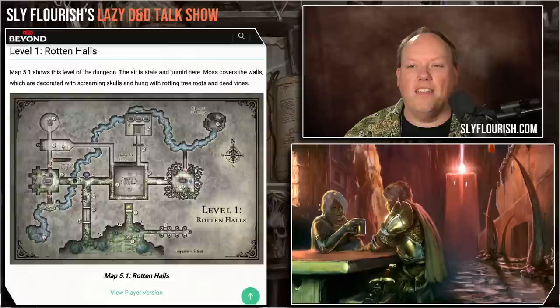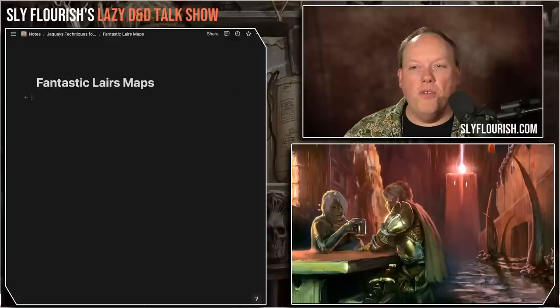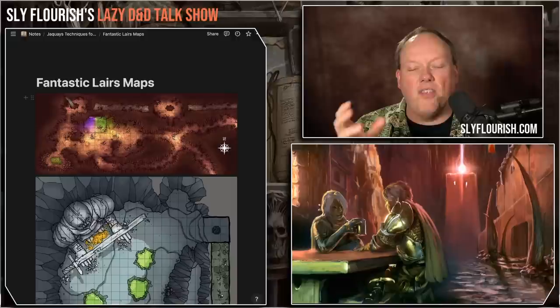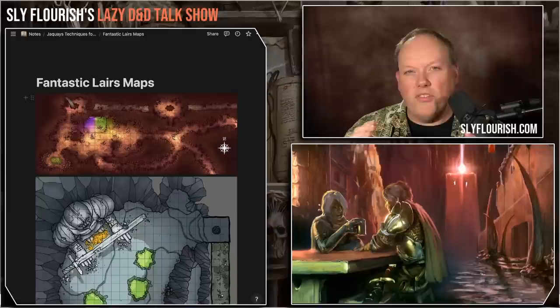For a much simpler example, we have some of the maps that we used in Fantastic Lairs. Fantastic Lairs is a book that I worked on with Scott Fitzgerald Gray and James Introcaso. Some of the things I was working on with the design is I was keeping these ideas of Jaquays style dungeons even for very small lairs. So it doesn't need to be nearly as extensive as what you saw with the Tomb of the Nine Gods.